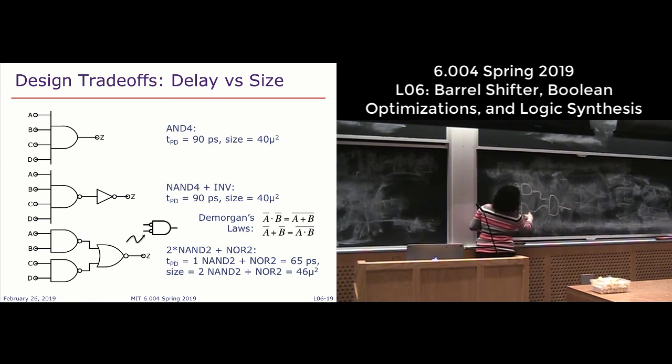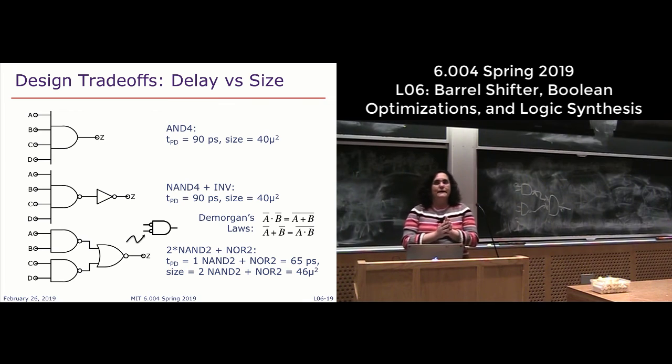And basically, these inversions cancel each other out. And so, in fact, this is equivalent to a 4-input AND gate, okay? Any questions about that?